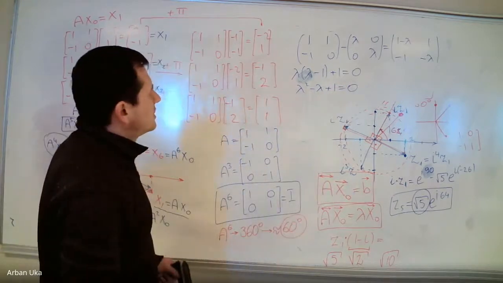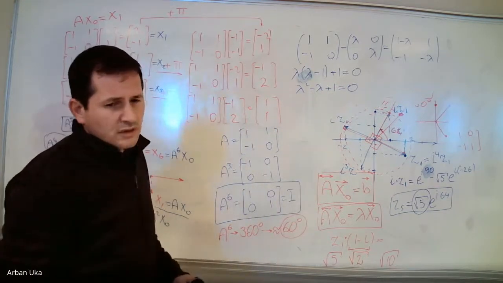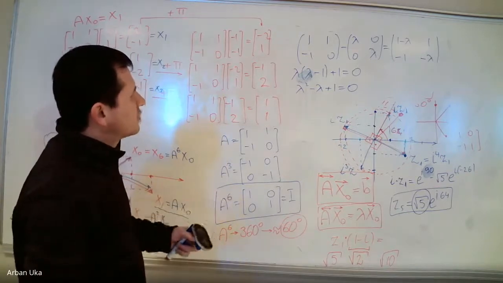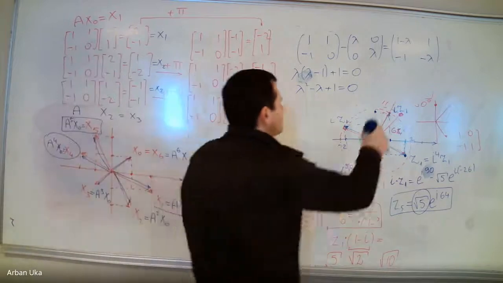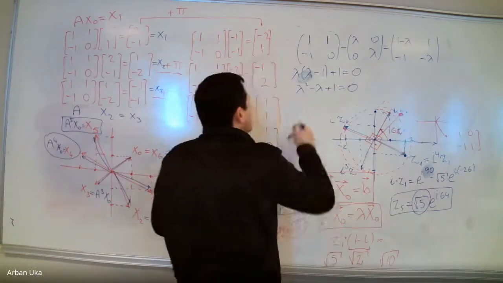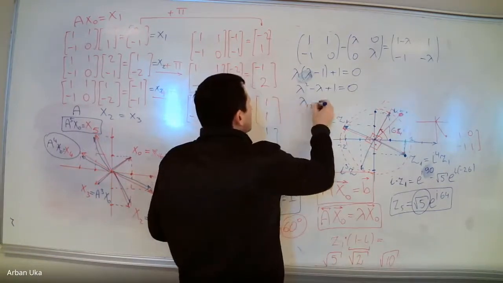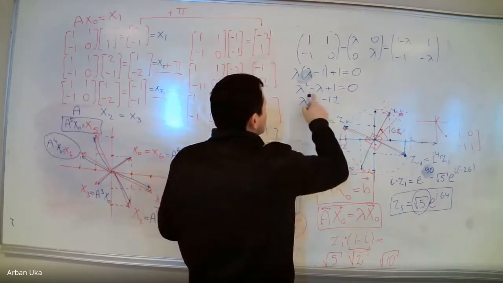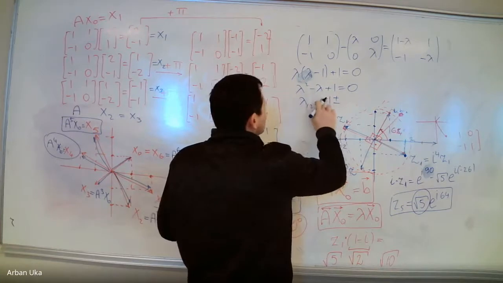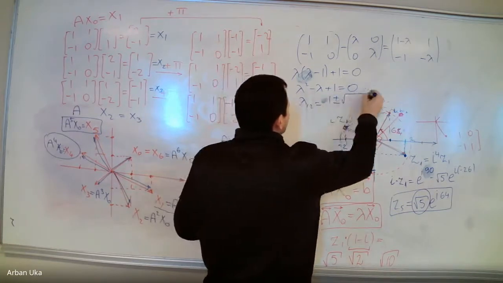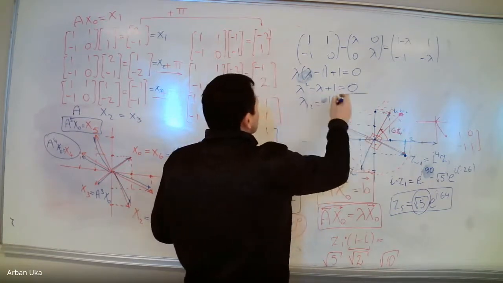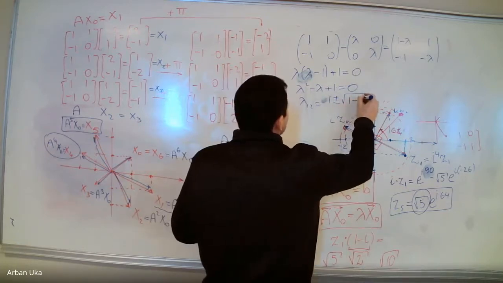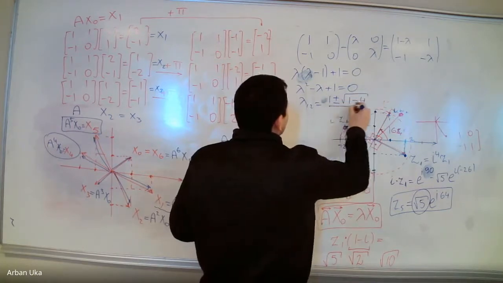What are the roots here? We should get at least 2 roots, right? We said that this is a polynomial of second order in lambda, so we should get 2 roots. What are these? Lambda 1, lambda 2 is equal to minus b plus minus the square root of b squared minus 4ac, divided by 2. Here b is minus 1, so b squared is 1, minus 4.